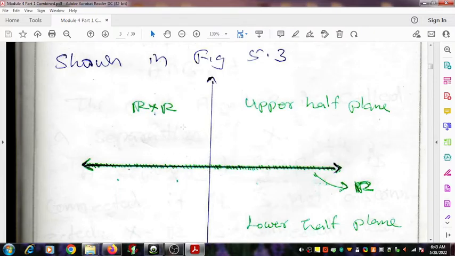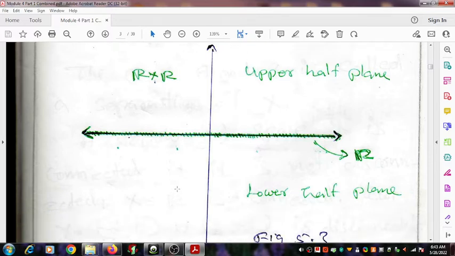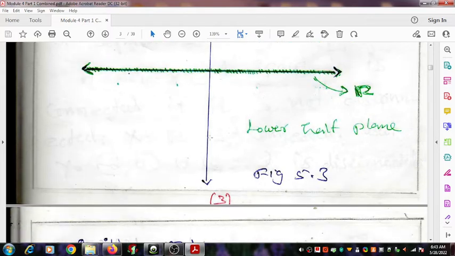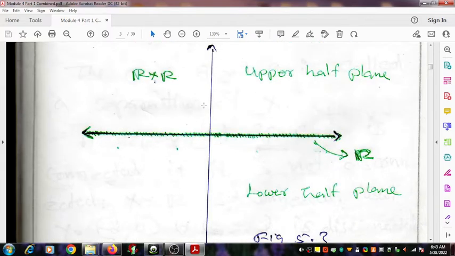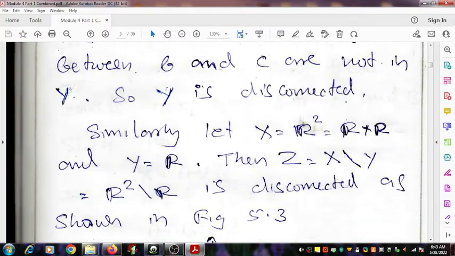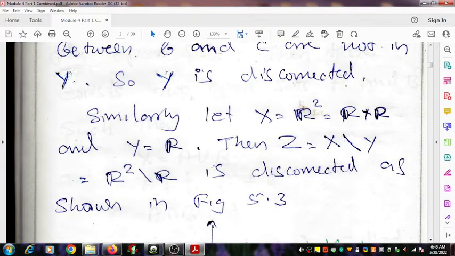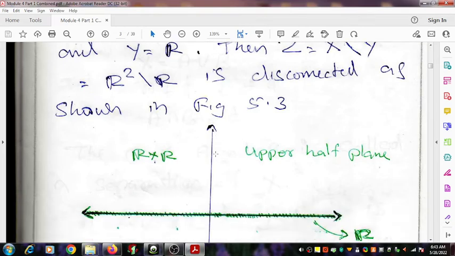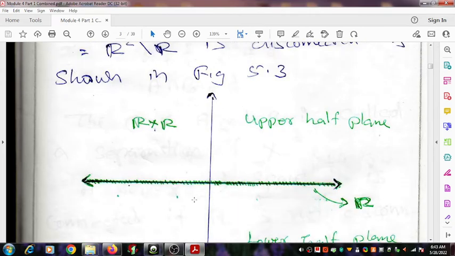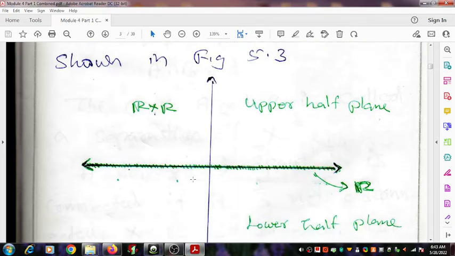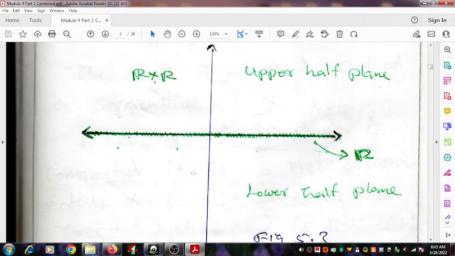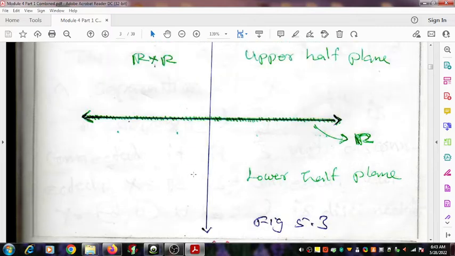The upper half plane is separated from the lower half plane by this line, the real line. So we get the union of two subspaces, the space Z equal to x minus y. It is the union of two half planes that are not actually connected. So we have to say that that subspace is disconnected.